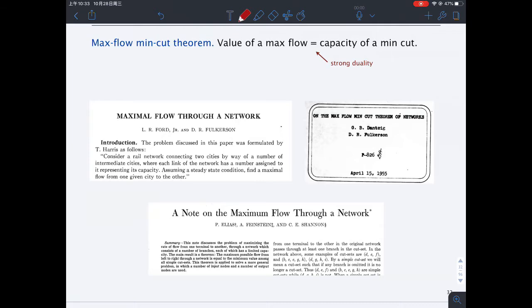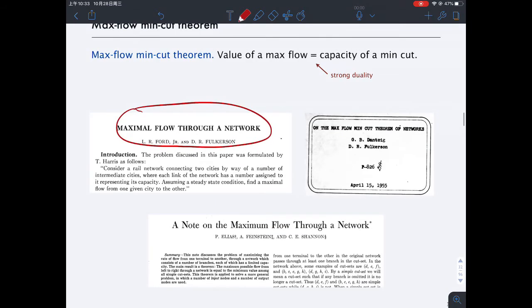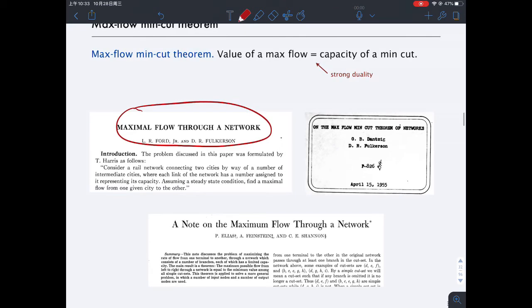So this is the original paper on the flow problem, right? This is actually the paper that was written almost 70 years ago, right?